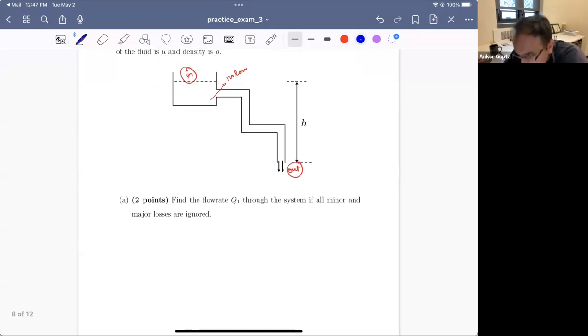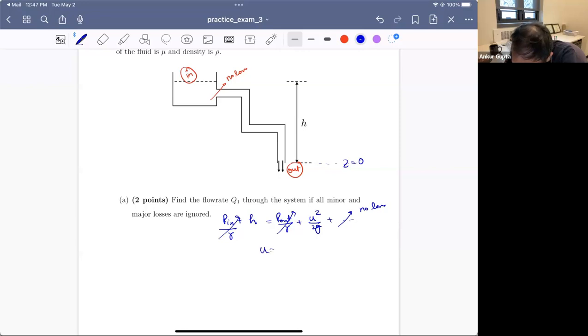So the P in and P out can be 0 because they are both P atm. So we can say P in by gamma, by the way, I'll just use the units we've been using, plus h, where we define Z equal to 0 at the outlet, is equal to P out by gamma plus U squared by 2g. There is no velocity at the inlet because it's a large tank, as we have discussed before. And there is no loss because no losses have been asked, and no height because Z is 0. This cancels out. So U simply becomes root 2gh, which is kind of what we have done before.